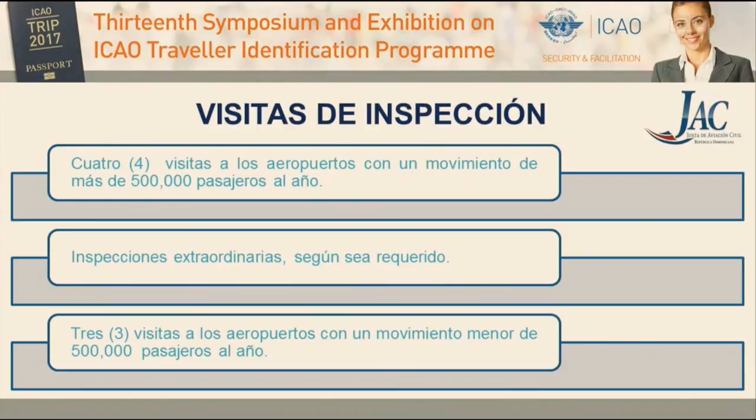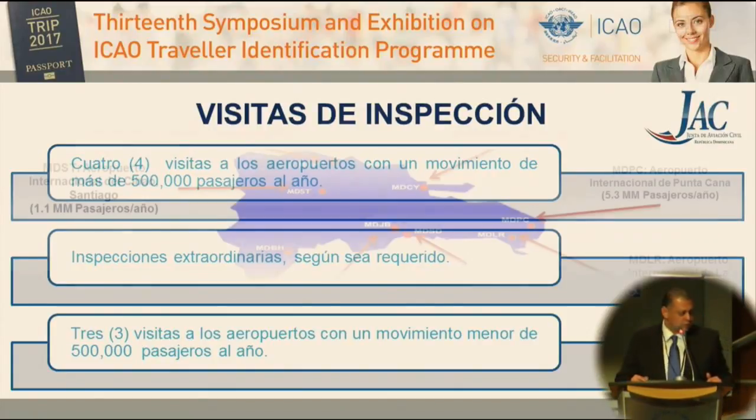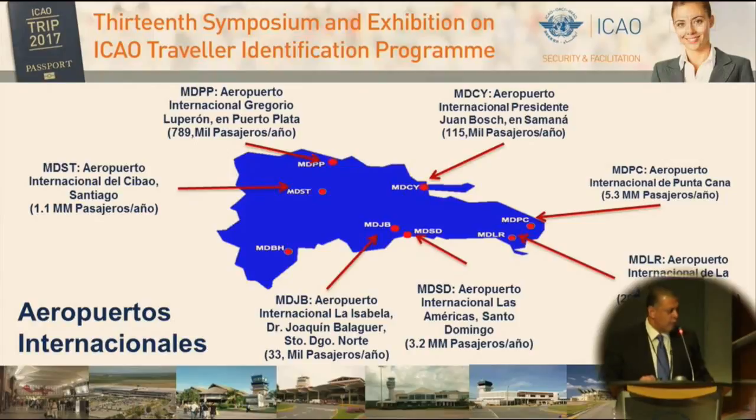And here we can see the inspection visits that we carry out. There are 4 visits to the airports with movement of above 500,000 passengers per year, and those that are below 500,000 passengers have 3 visits per year carried out by the FAL committee, where we deal with everything related to facilitation in each of these airports.